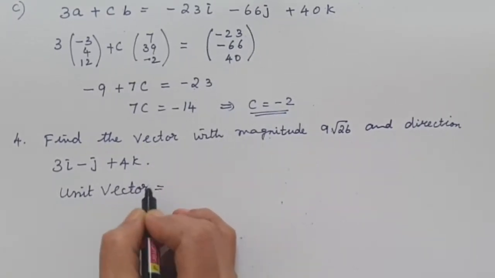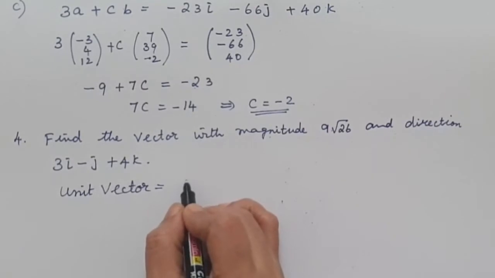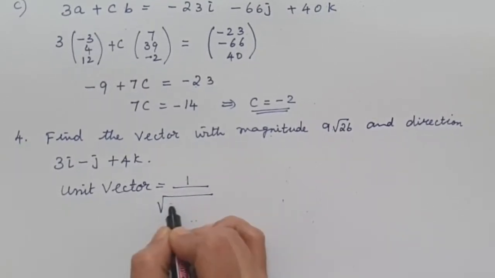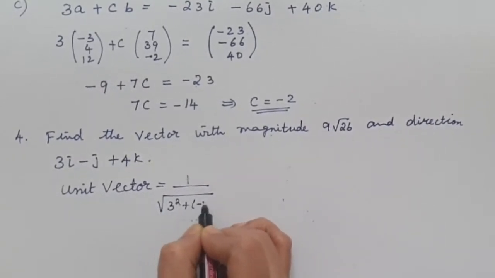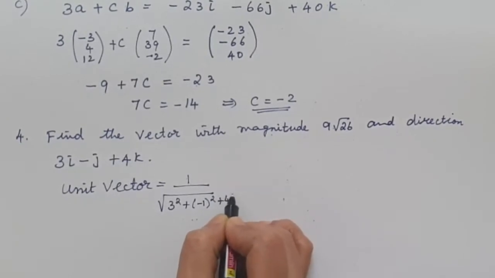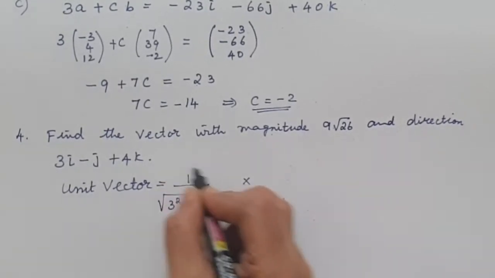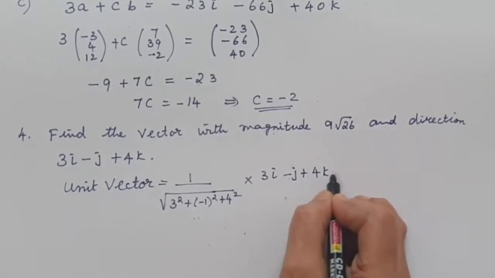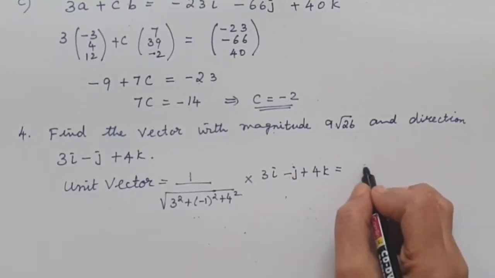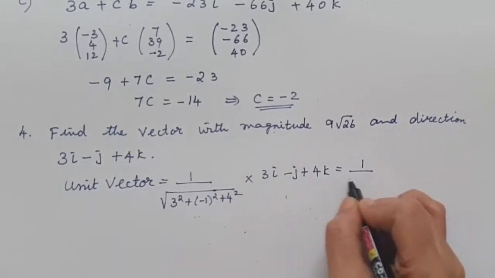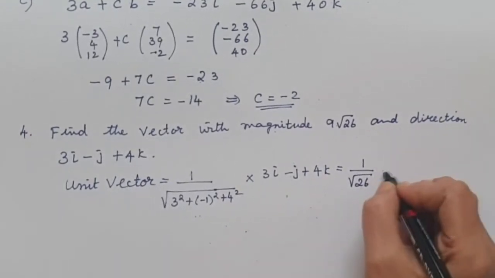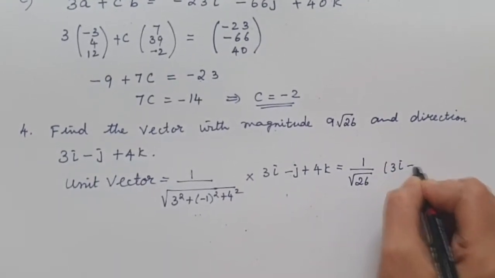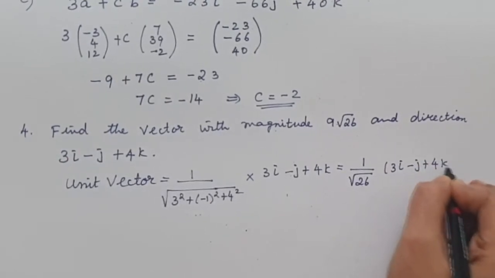Unit vector will be equal to, magnitude of it will be equal to 1 over square root of 3 square plus minus 1 square plus 4 square into the vector. Vector is 3i minus j plus 4k. So it will be equal to 1 over, this one when you simplify, it is square root of 26 into 3i minus j plus 4k.